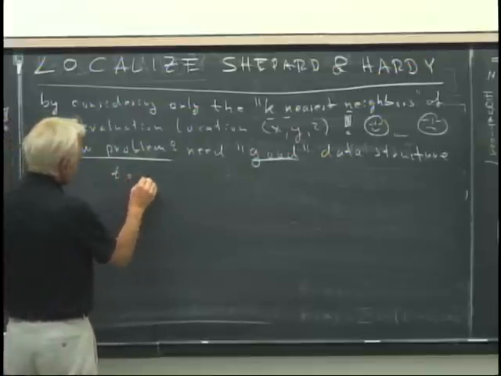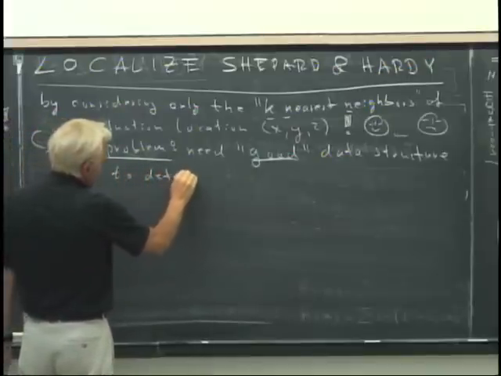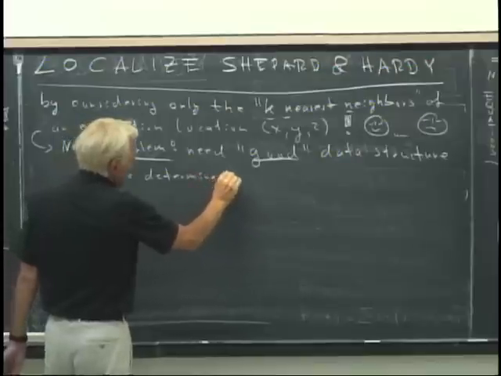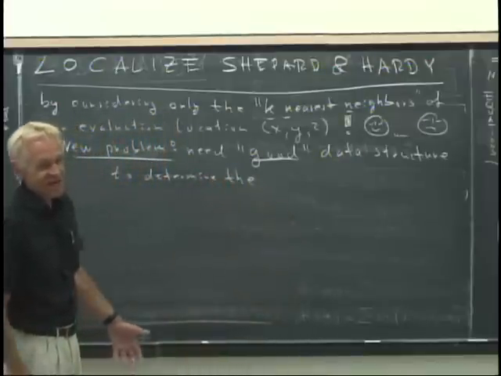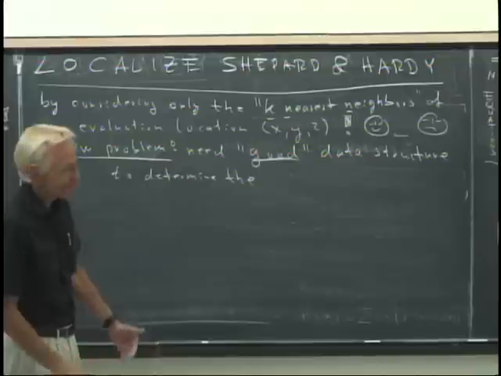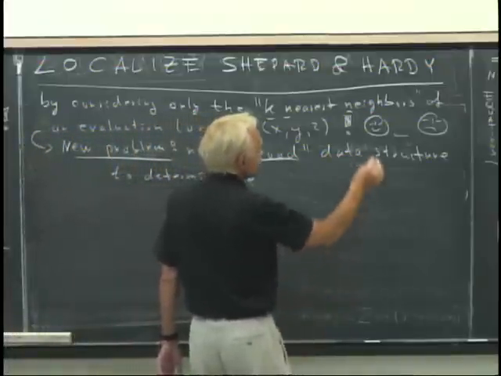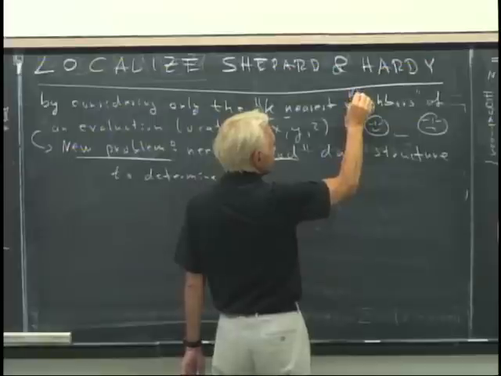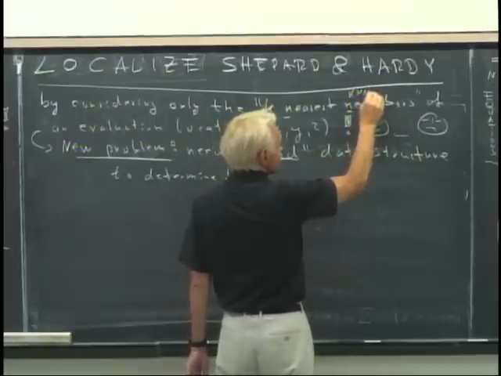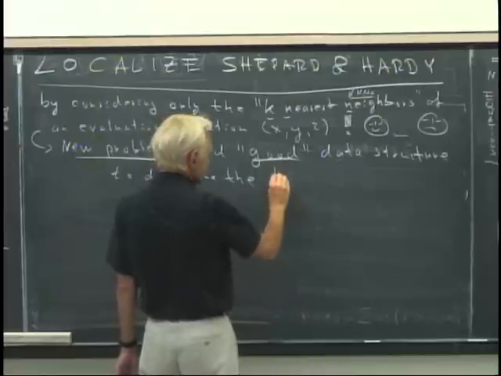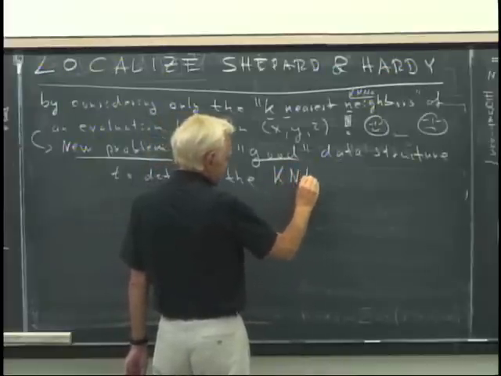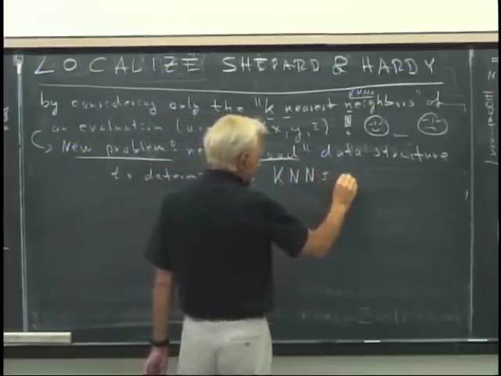To determine the k nearest neighbors, I will just call them the KNNs, okay? KNNs, k nearest neighbors. I just call these guys KNNs, k nearest neighbors, to determine the KNNs quickly.